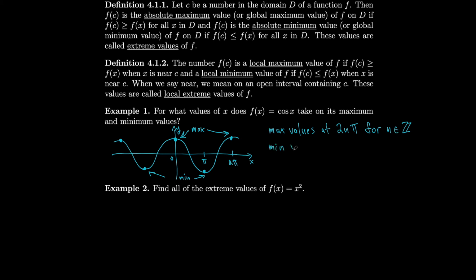Similarly, we have minimum values of -1 at all of the odd multiples of pi. Because it's at pi, then we'll have another one at 3 pi, we'll have one at -pi, and so on. So to get an odd number, instead of 2n, we do 2n plus 1. That's an arbitrary odd number times pi.